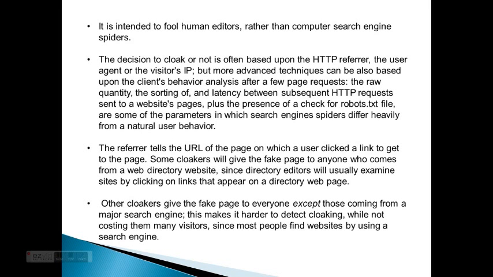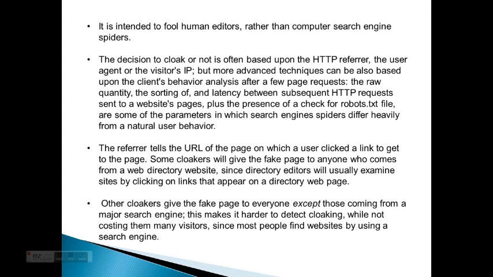The first way is that it is intended to fool human editors rather than computer search engine spiders. A decision to cloak is not as often based upon the HTTP referrer, the user agent, or the visitor's IP, but more advanced techniques can also be based upon the client's behavior analysis after a few page requests. The raw quantity, the sorting, and latency between subsequent HTTP requests sent to a website's pages, plus the presence of a check for a robots.txt file, are some of the parameters in which search engine spiders differ heavily from natural user behavior.